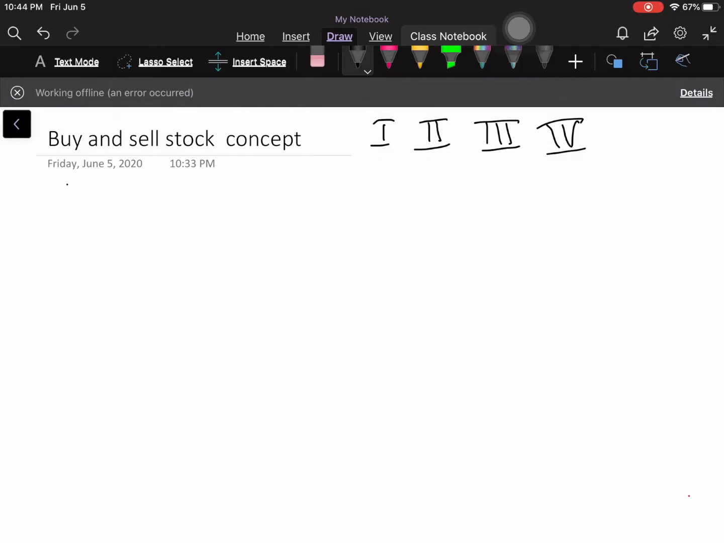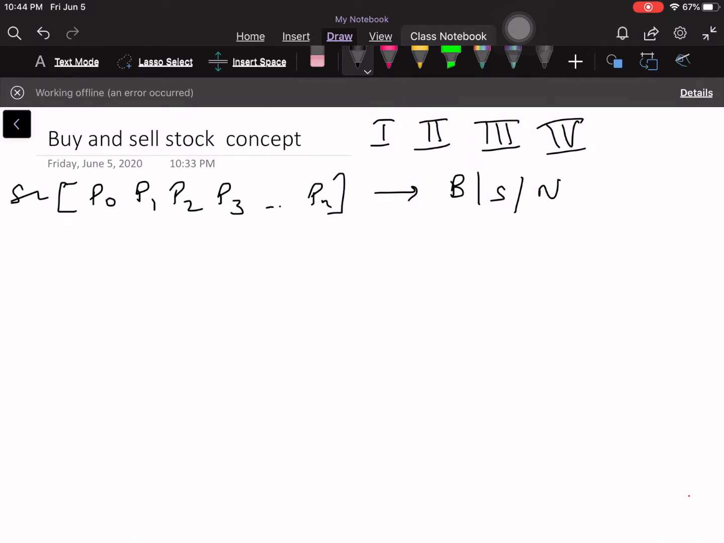So given an array of stock prices P0, P1, P2, P3, up to Pn, you can buy or sell the stock on any given day or do nothing on a given day, such that you have max profit.